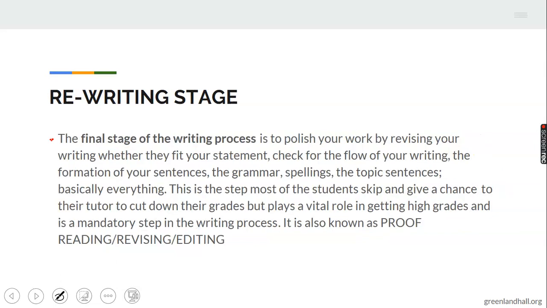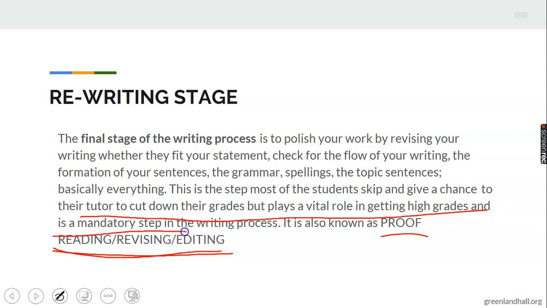And the last important stage is the revising stage. This stage is very, very key. Here you proofread and edit your work. No man is perfect. If you fail to do this after writing, note what it will do. It will give the tutor the chance to cut down your grades, because this plays a vital role in getting high grades and is mandatory in the writing procedure.